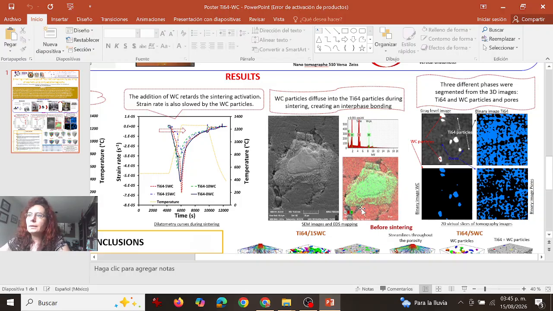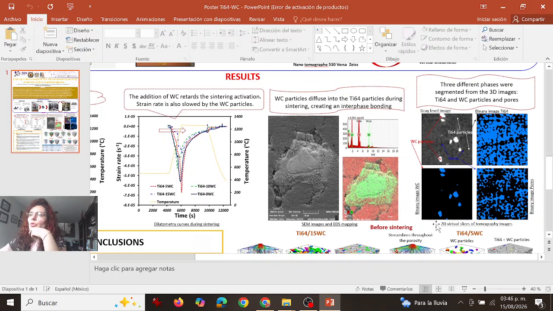And another thing that we can see from these images is that the tungsten carbide particles diffuse. We can see this zone of diffusion, diffusing into the Titanium-64 particles during the sintering. So we can see it's creating like an interface bonding. Okay, let's continue here with these images.